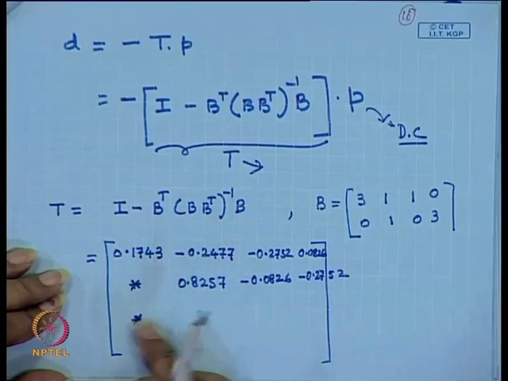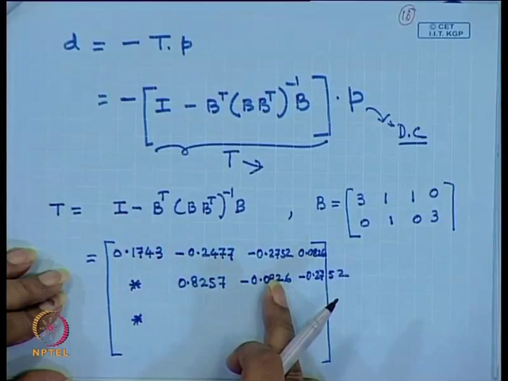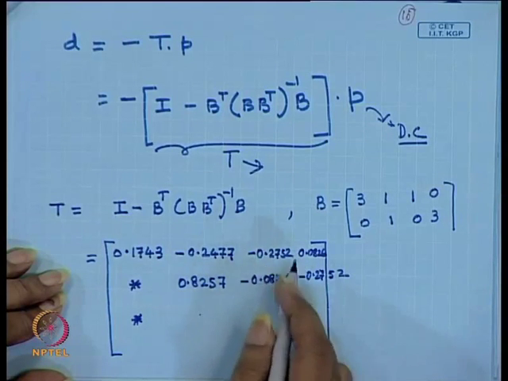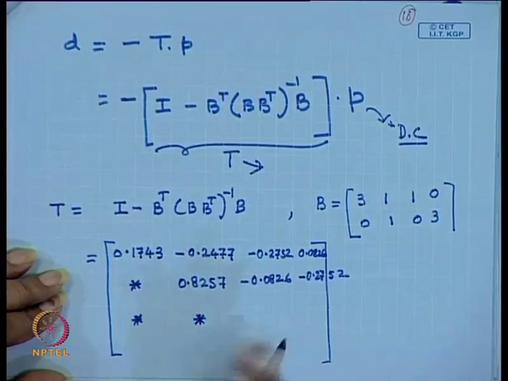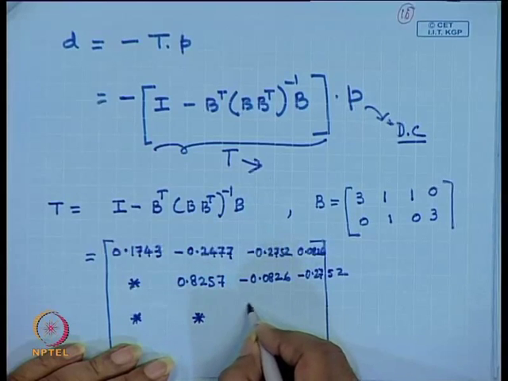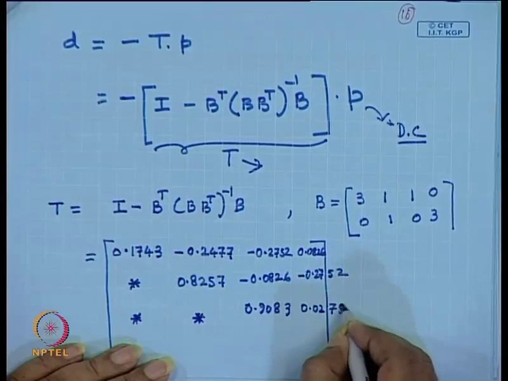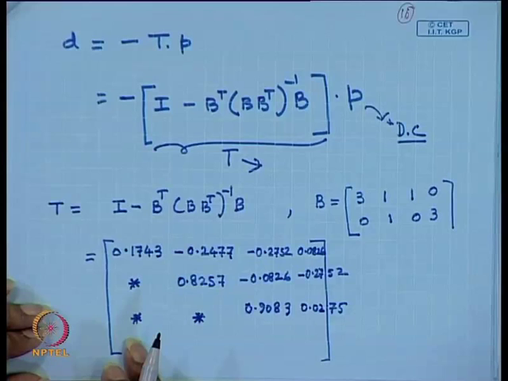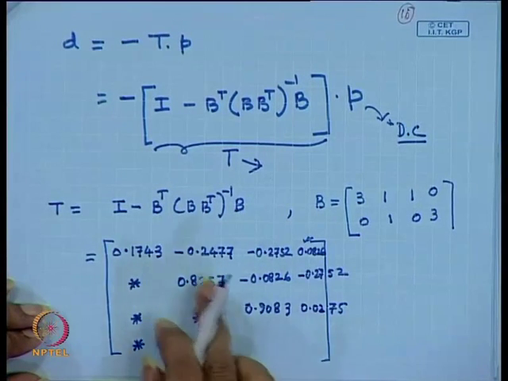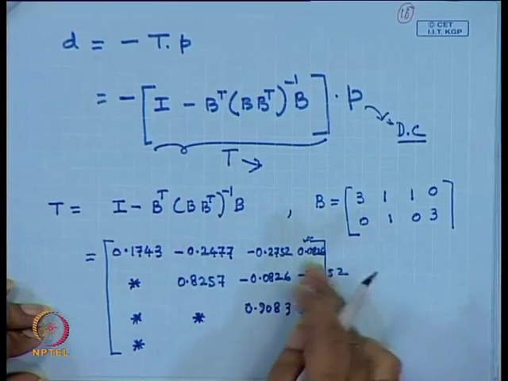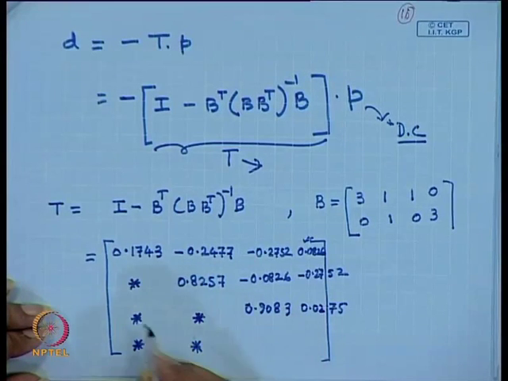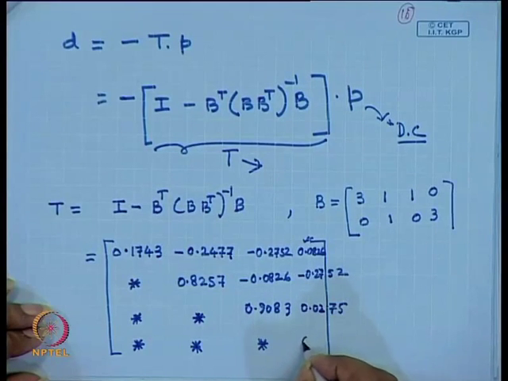Next, the 3 2 position is the same as the 2 3 position, so that numerical value will come here. Then the 3 3 position is 0.9083, then this value is 0.0275. Agree? Now the fourth row: the 1 4 element is the same as 4 1, because it is a symmetric matrix. The 4 2 element is the same as 2 4. The 4 3 element is the same as the 3 4 element. Now the 4 4 element is 0.0917. So this matrix dimension is 4 by 4.